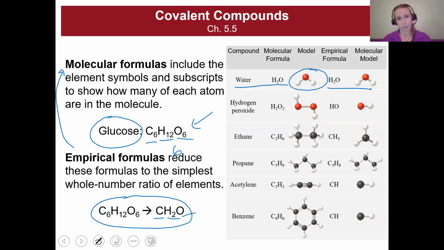And we will be learning about why the water structure looks like that and not like a straight line. We'll be learning about that in Chapter 6 and Chapter 7 as well.